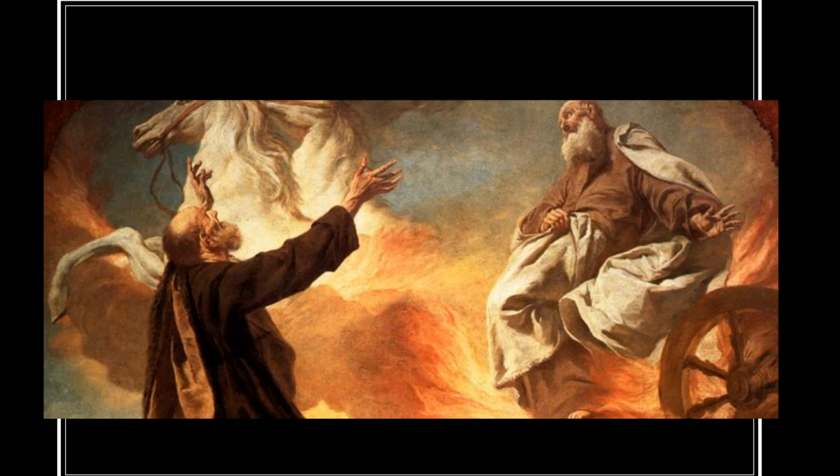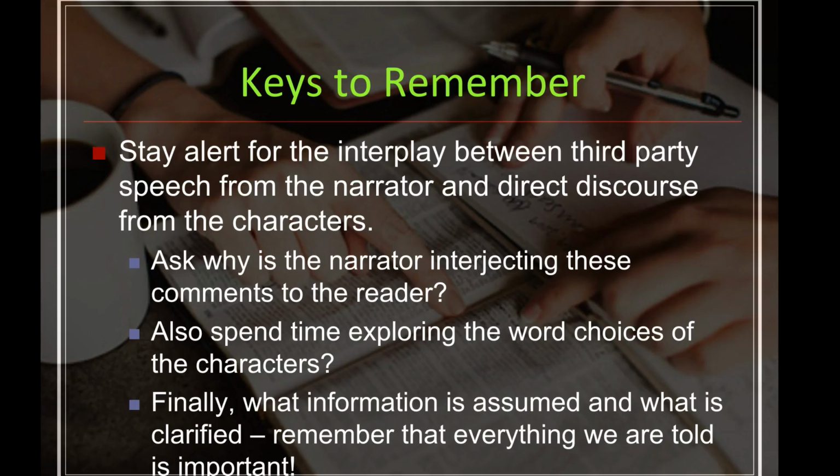The narrator can confirm the dialogue, clarify the dialogue, or provide a foil for irony. Stay alert for the interplay between third-party speech from the narrator and direct discourse from the characters. Ask, why is the narrator interjecting these comments to the reader? Also spend time exploring the word choices of the characters. Finally, what information is assumed and what is clarified? Remember that everything we are told is important.